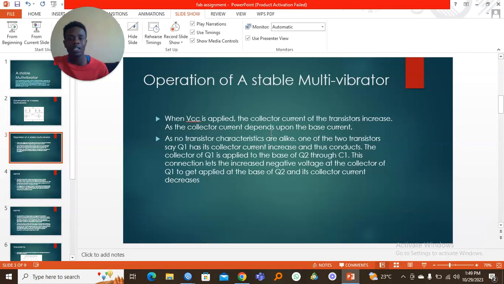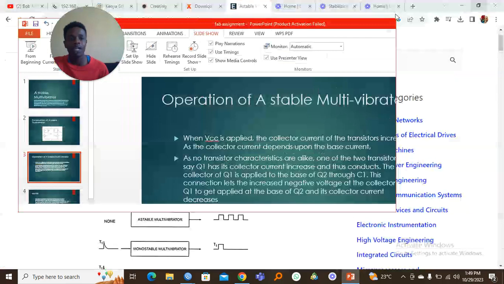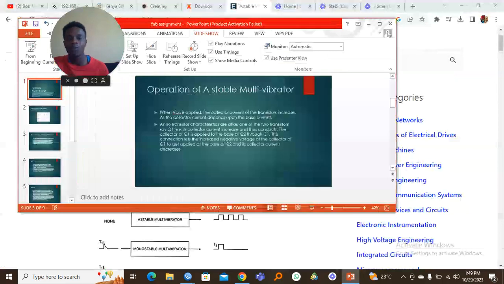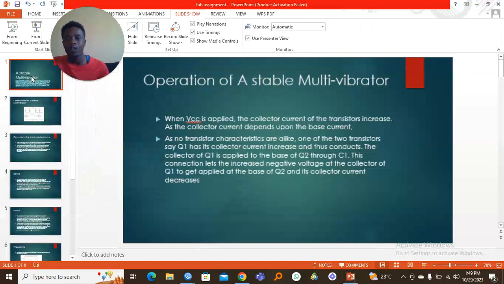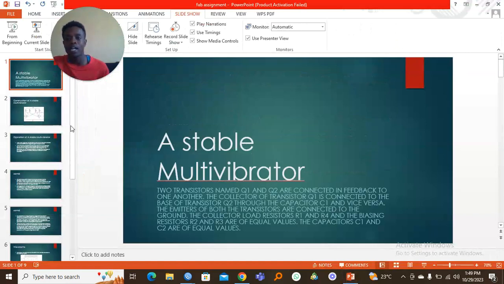Hello everyone, today we are going to talk about the Astable Multivibrator, and we all know that an Astable Multivibrator is a multivibrator circuit that is not stable. So we are going to go through the Astable Multivibrator.